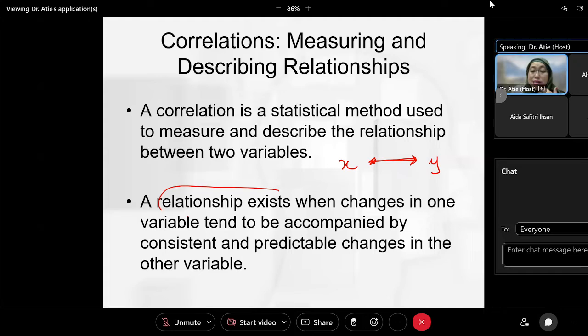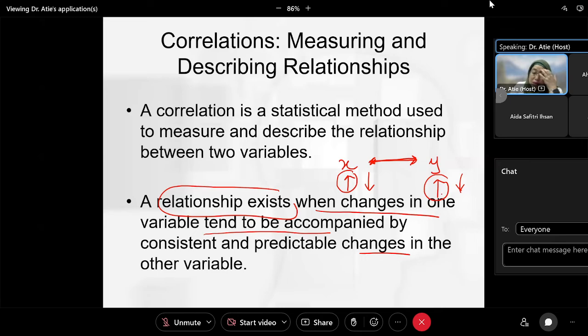If X increases, Y also increases; if X decreases, maybe Y also decreases, or the other way around. So this is what it says: changes in one variable tend to be accompanied by changes in the other variable. So it can be that one increases and the other one increases, or one increases and the other one decreases, and so on, right?